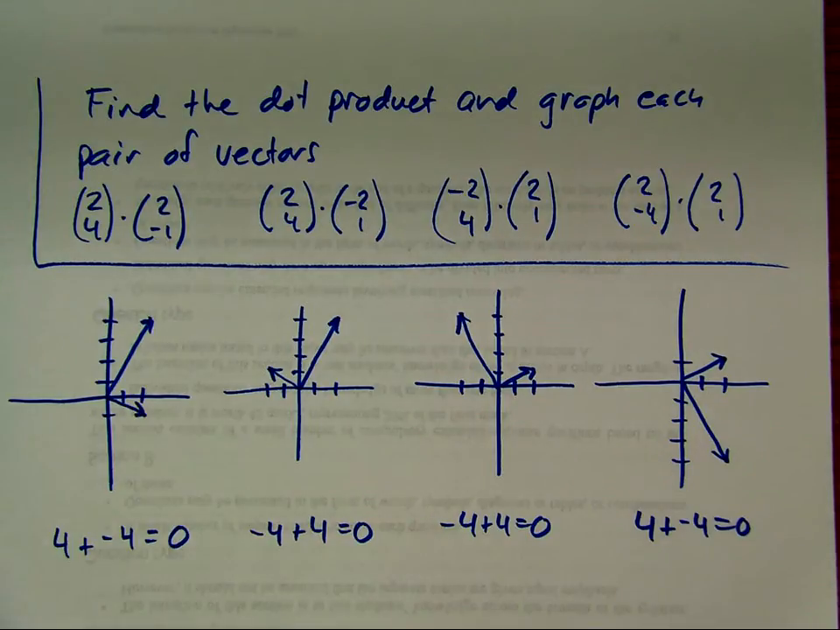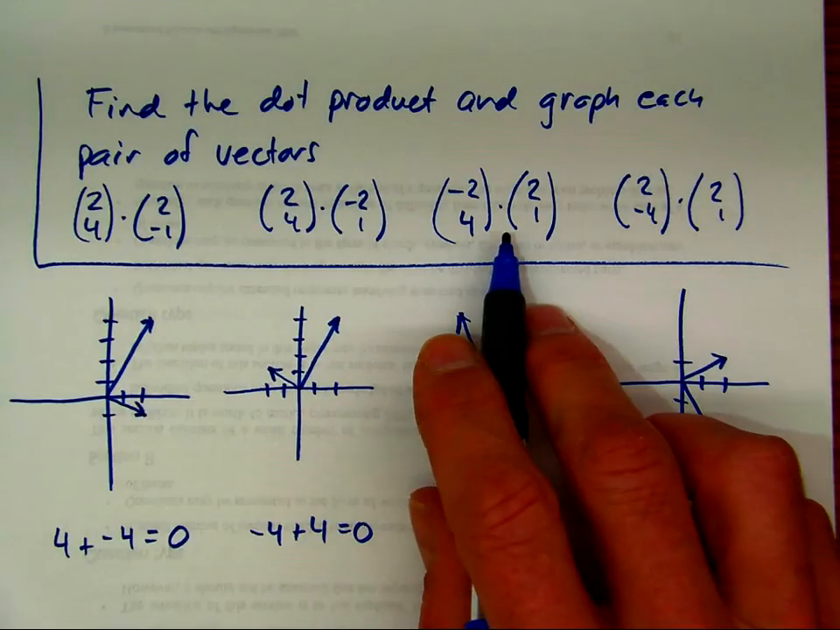All right, so the dot product is 0 for each pair of vectors. And then we can see a characteristic in the graph, and all the vectors look like they are perpendicular. So it turns out that that's a test for perpendicular vectors. If their dot product is 0, then the vectors are perpendicular.